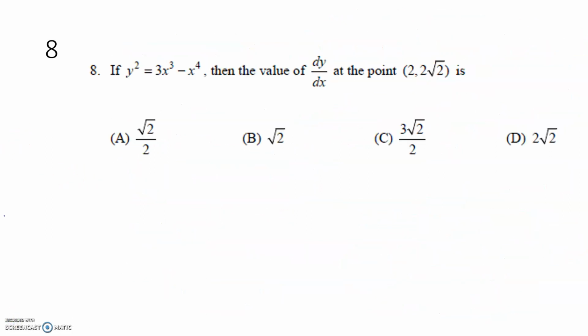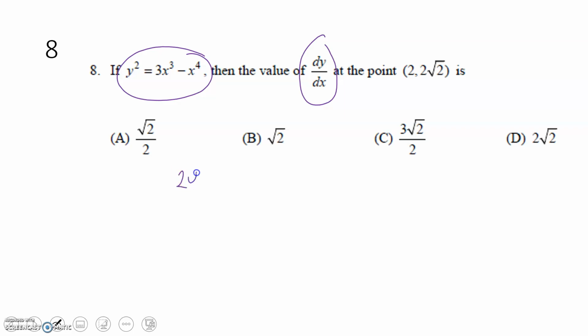All right, question 8. If y squared is equal to 3x cubed minus x to the 4th, then find the value of dy dx at the point 2, 2 rad 2. All right, so we have this equation here, and we want to differentiate it with respect to x. So we're going to differentiate both sides. So we're going to implicitly differentiate.